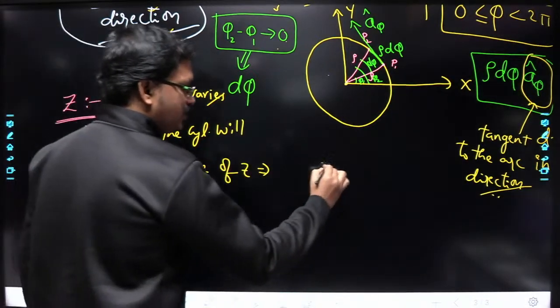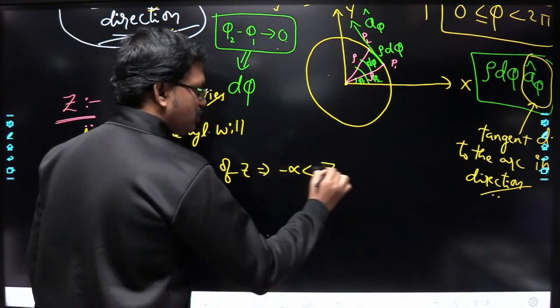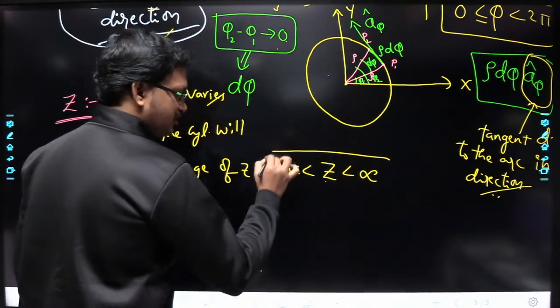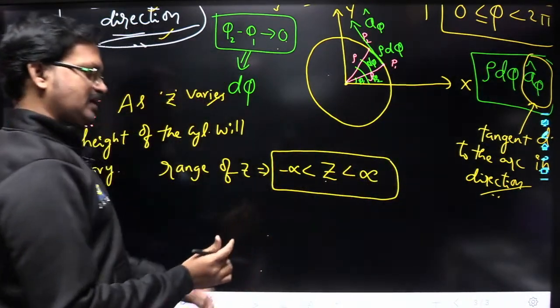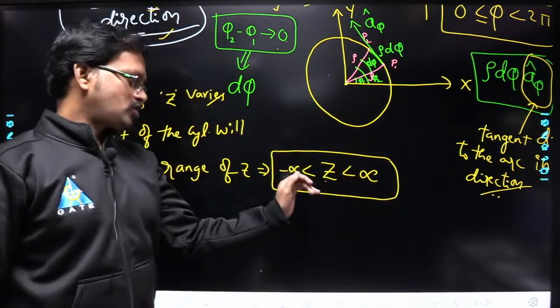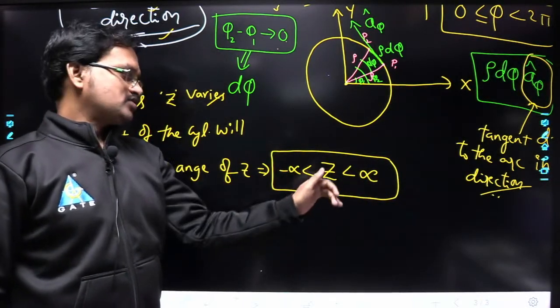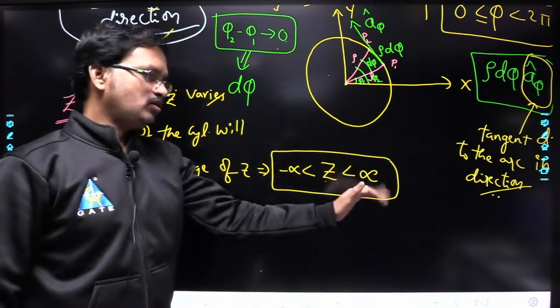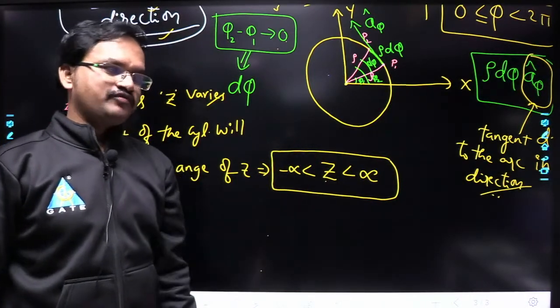And hence the range of z is from minus infinity to plus infinity. You cannot make it exactly minus infinity or exactly plus infinity, so you should not put equality here. Z is varying from minus infinity to plus infinity. So this is the range of z.